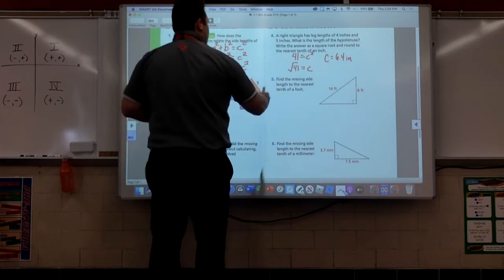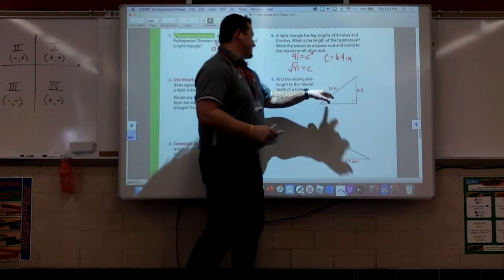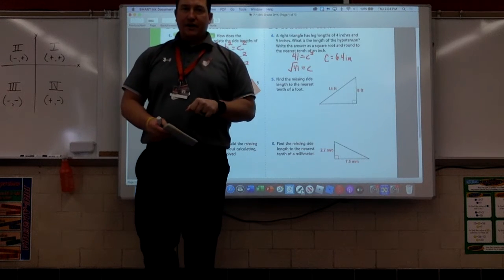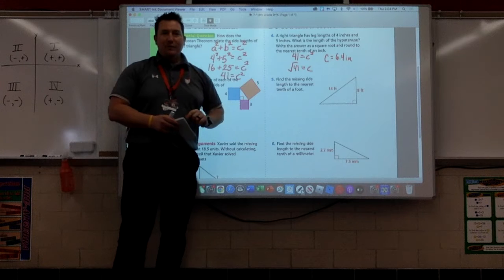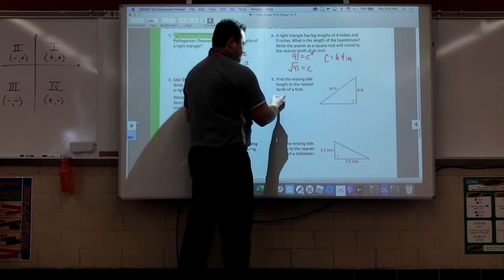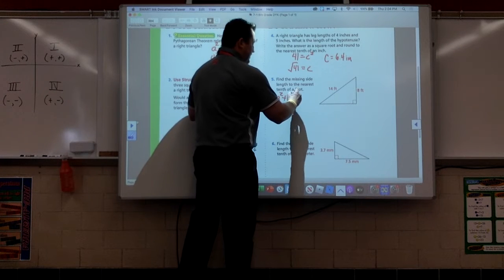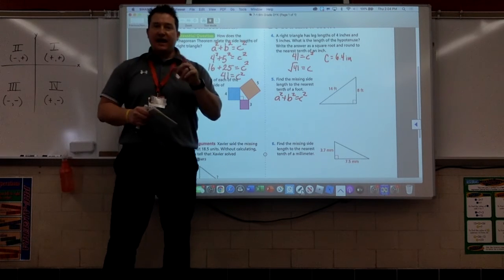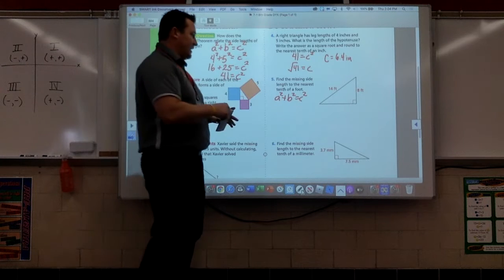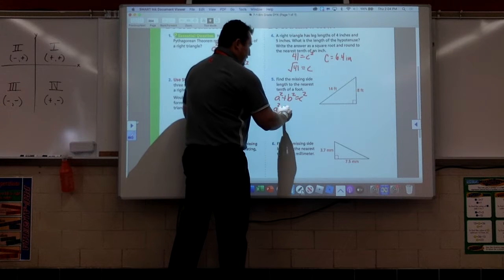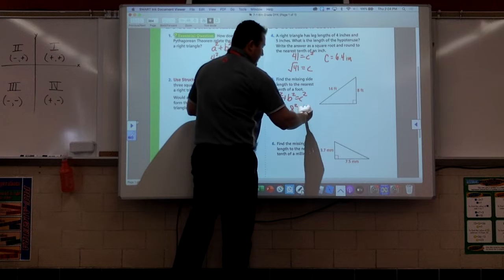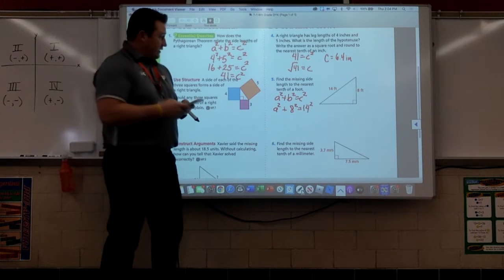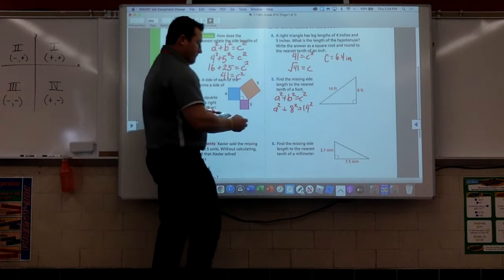Great. Okay, good. Number 5. Find the missing side length to the nearest foot. Is the missing side a leg or a hypotenuse? That would be a leg. So, a squared plus b squared equals the hypotenuse squared. Again, when I need a leg, I put my number in for b and I leave a alone. So a squared plus 8 squared equals 14 squared. All right? Let's start to figure out some numbers here.